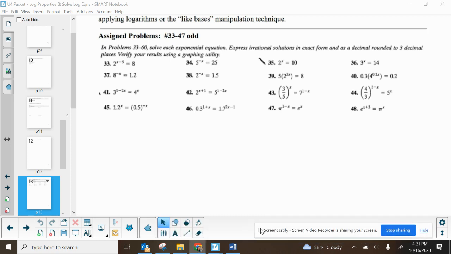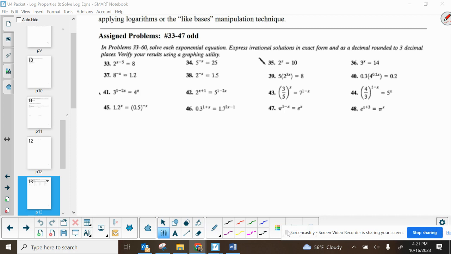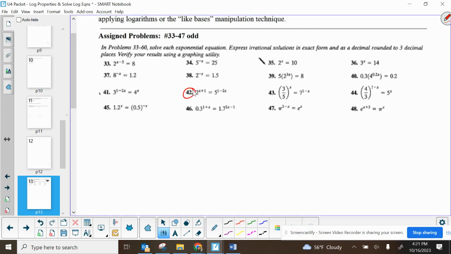Okay, so I just wanted to show you a little bit of the magic using some homework problems that you were not assigned to do. I'm going to start with number 42. 2 to the x plus 1 equals 5 to the 1 minus 2x. The goal is to get all the x's onto one side and then just have one x.